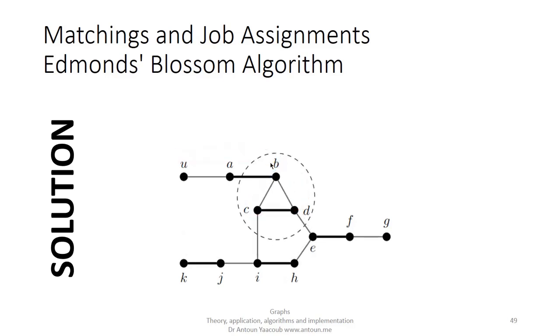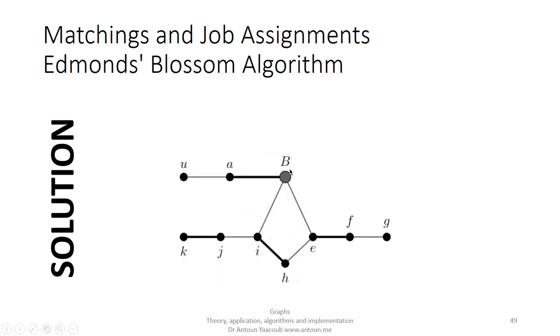So let's have it here. So again, I will remove the blossom. I will contract it, so just one vertex. So let's say I have contracted it with a capital B. So can I find here an augmenting path? Yes or no?